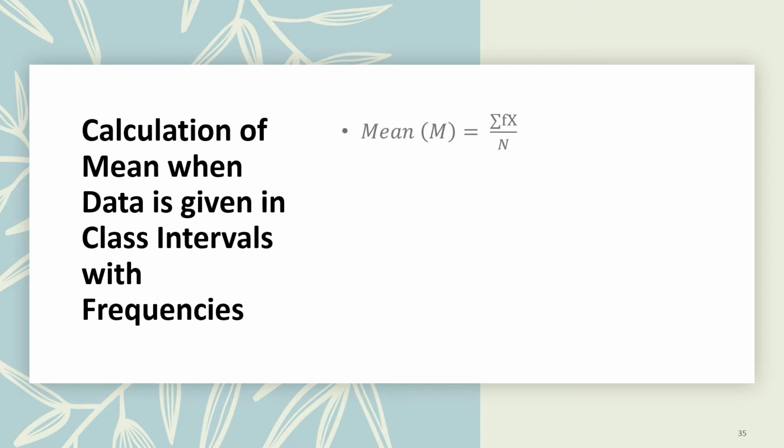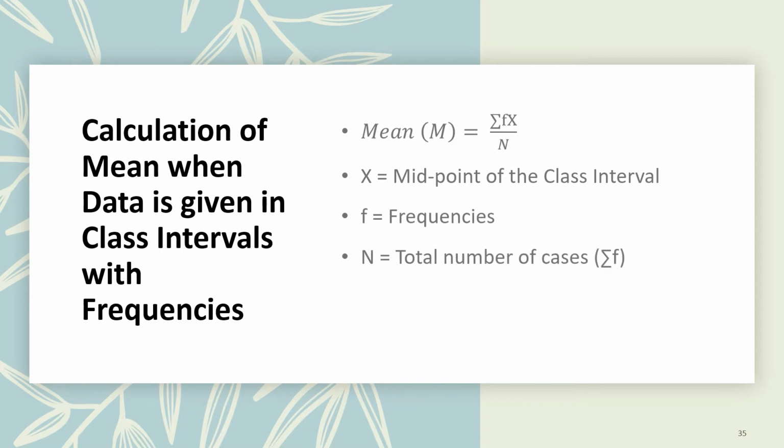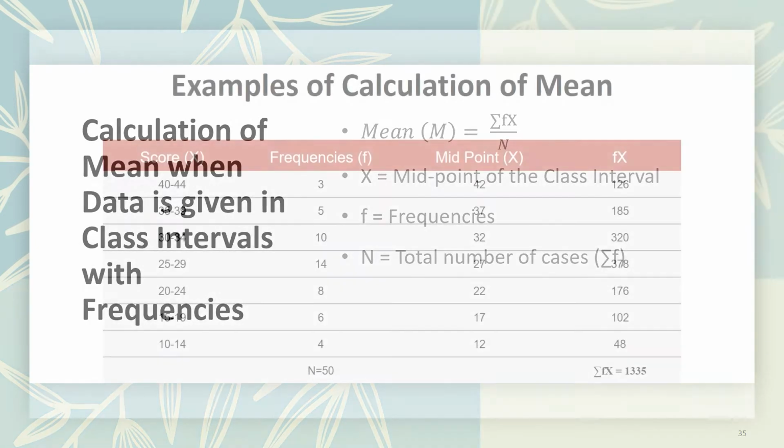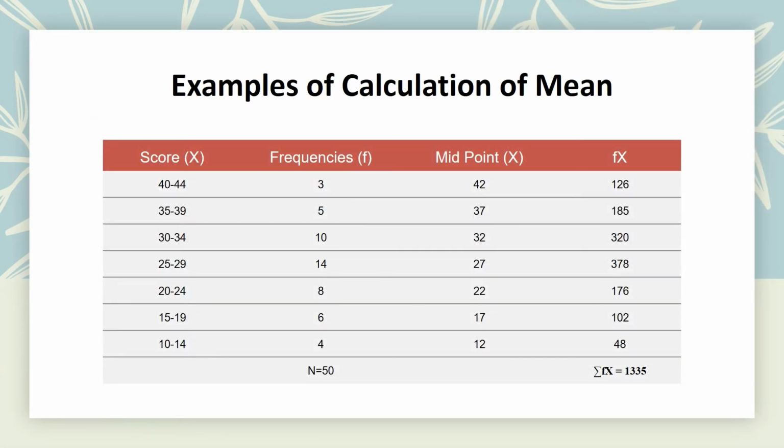You see, the formula is m is equal to the same formula, summation of fx upon n. Here x is the midpoint of the class interval. Next we will discuss how to calculate the midpoint of the class interval. f is the frequency and n is the total number of cases, that is summation of f. Let us go forward.